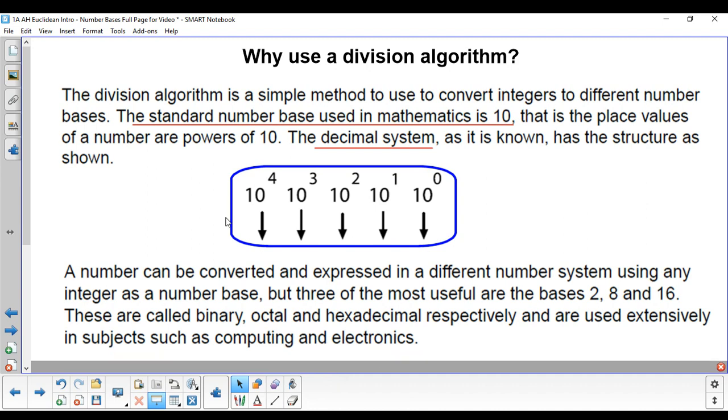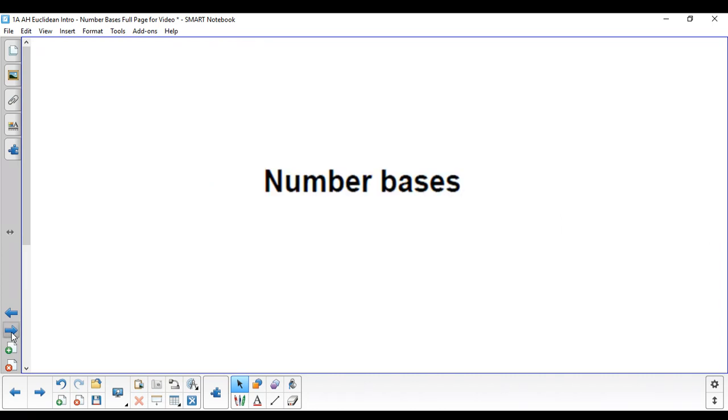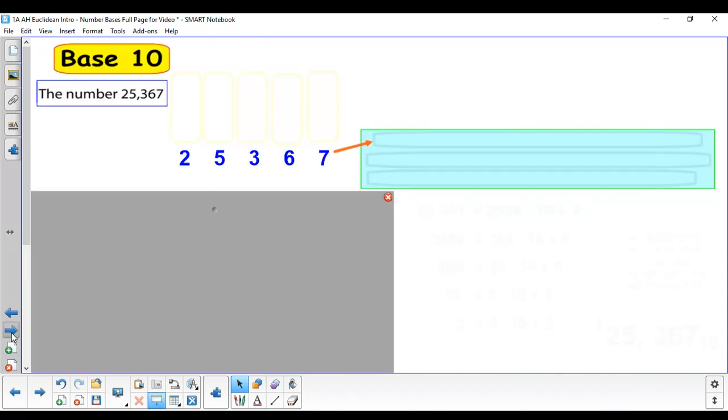A number can be expressed and converted in a different number system using any integer as a number base, and we're going to look at that. But the three most useful ones are 2, 8, and 16, because you've got binary, octal, and hexadecimal that are used in computing and electronics. So we are going to look at those and converting other things as well.